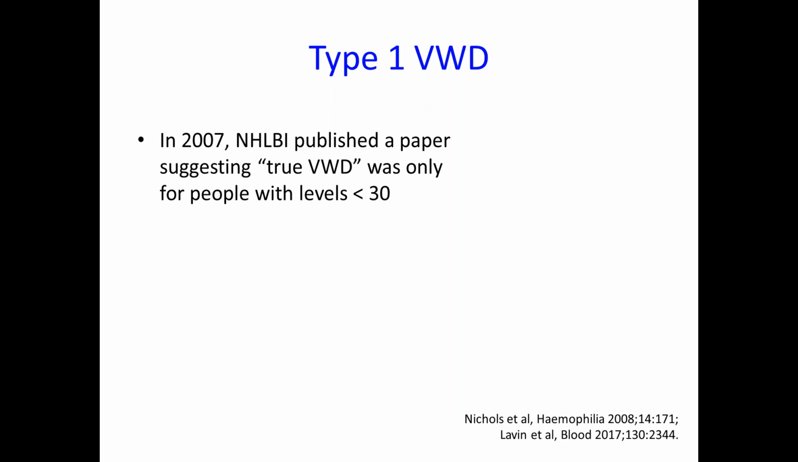So what I most want to talk about is type 1 von Willebrand disease, because I think that's the area where there's the most interest right now. In 2007, the NHLBI published a paper suggesting true von Willebrand disease was only for people with levels of less than 30.